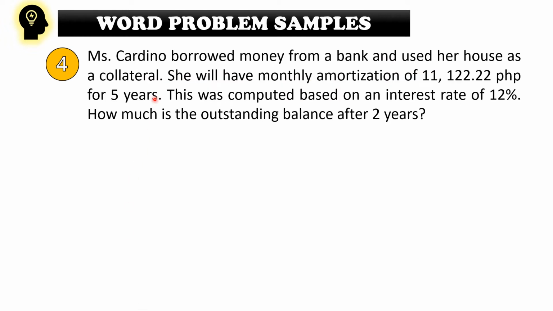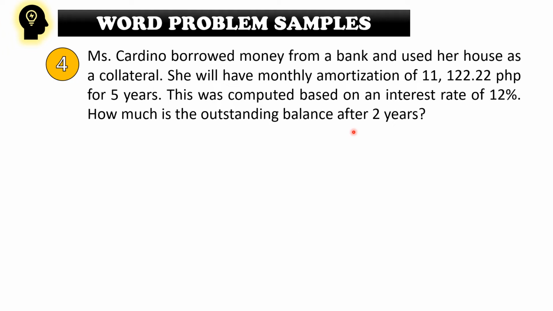Now let's have the word problem number 4. So Miss Cardino borrowed money from a bank and used her house as a collateral. She will have monthly amortization of 11,122 pesos and 22 centavos for 5 years. Sa loob ng 5 taon siya babayaran. So this was computed based on an interest rate of 12%. So this is the annual interest rate. The question is, how much is the outstanding balance after 2 years?